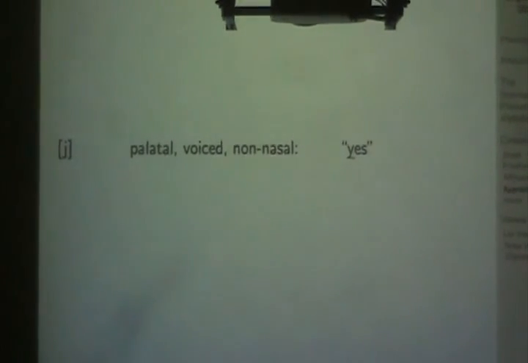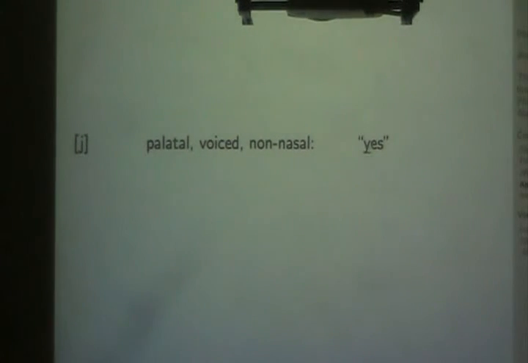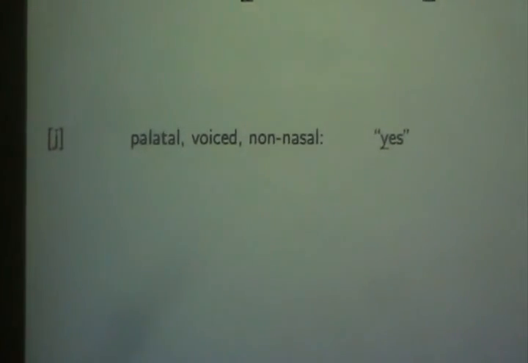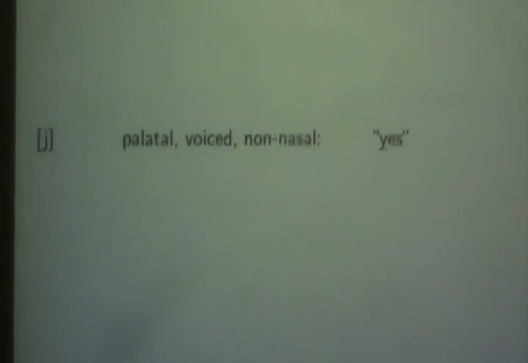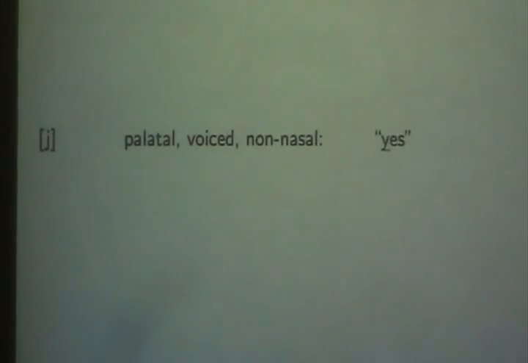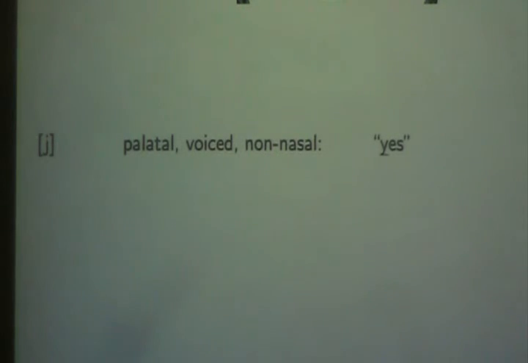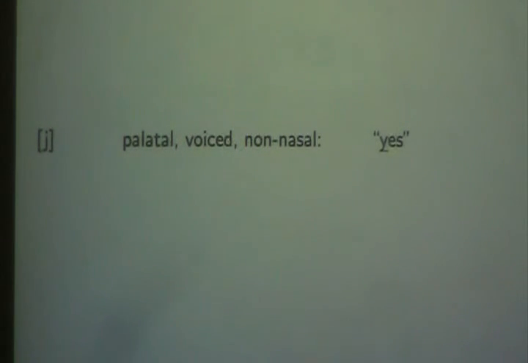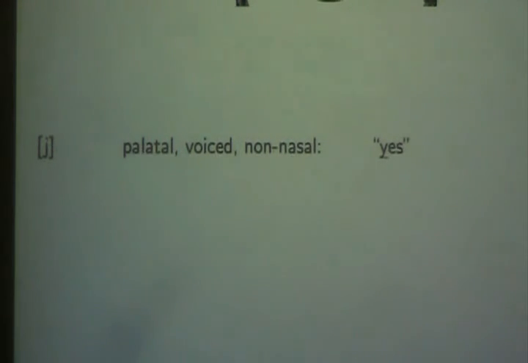Okay. The first of these is created by taking the body of the tongue and raising it up towards the hard palate as if you'd forgotten your dentures and had to mash peas. Okay? It's the sound that's found at the beginning of the word yes. It's ya. Ya, ya, ya. Okay? It's non-nasal. It is voiced. We say it's palatal because the tongue is moving towards the hard palate. And the transcription symbol is a lowercase j, which is the symbol used to spell this sound in many European languages.